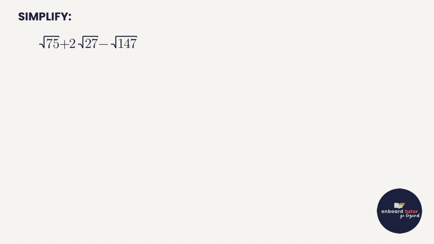This is the kind of question we can expect to see. So the square root of 75 plus 2 times the square root of 27 minus the root of 147. And so our first step should always be to rewrite our numbers with prime bases, because once we have prime bases, we can solve the root. So this is going to become, instead of 75, 3 times 5 squared. Then instead of 27, we can write that as 3 to the power of 3. And finally, instead of 147, we can write that as 3 times 7 squared.